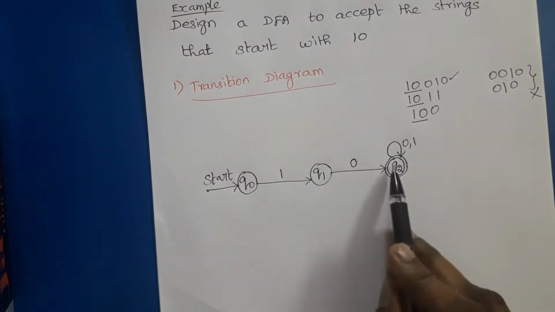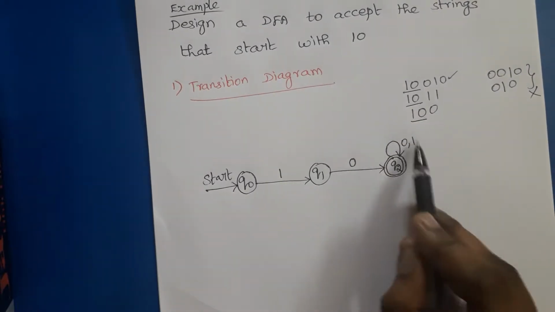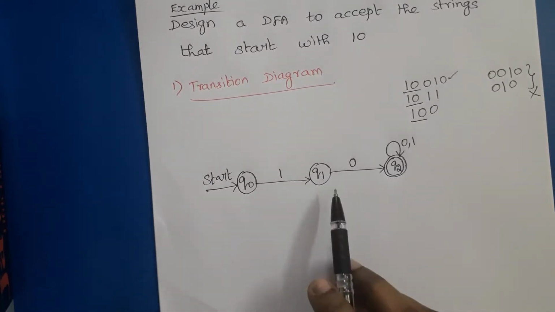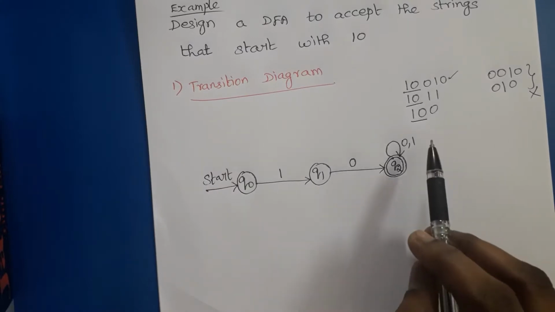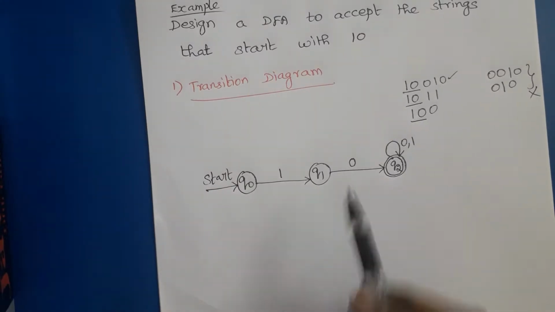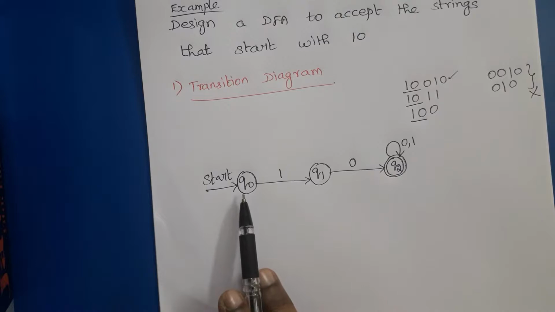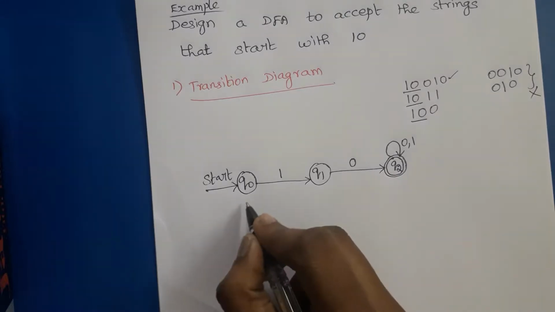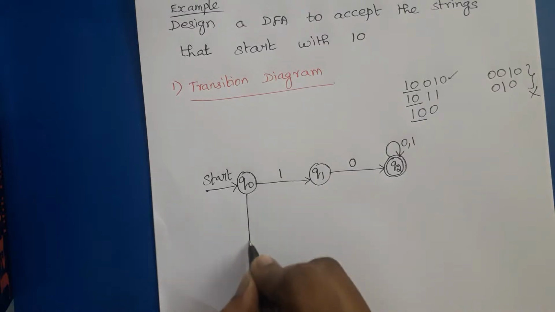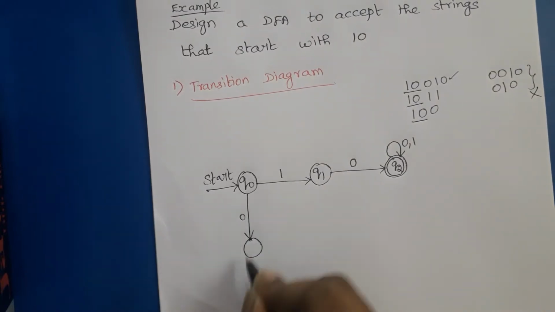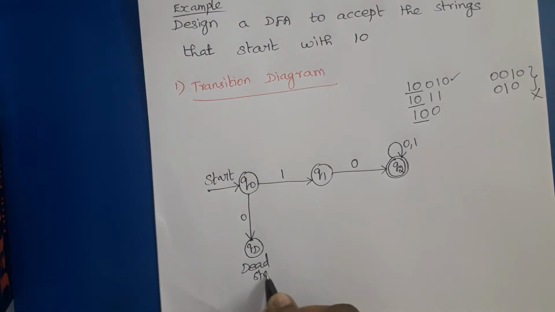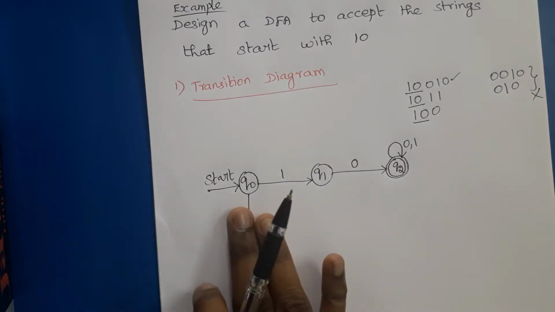These are called self transitions. So this DFA accepts all the input strings that start with 10. And suppose from Q0, if 0 is the input symbol, then it should go to a dead state. QD, we can write this as a dead state. Or there is no need to draw this transition at all.